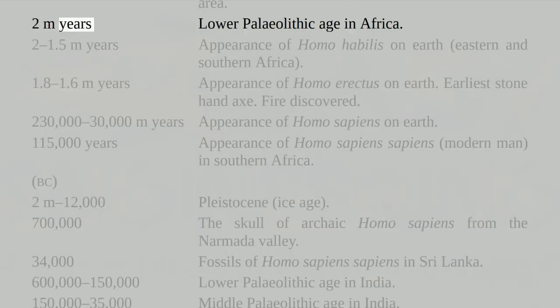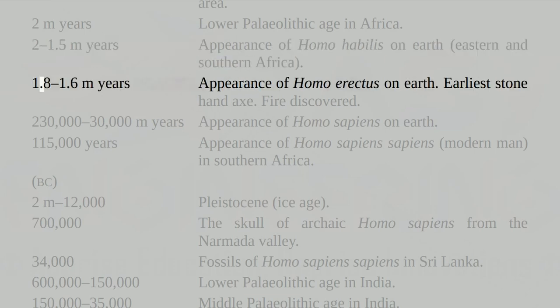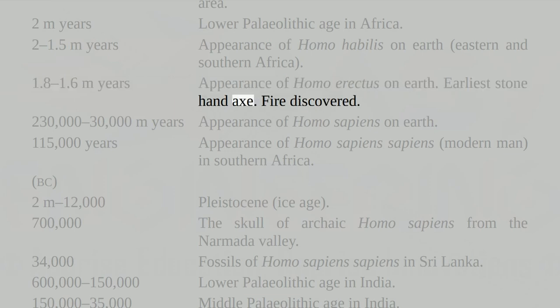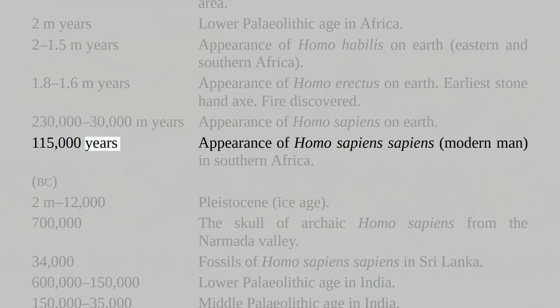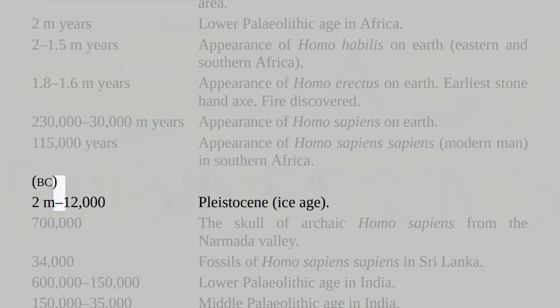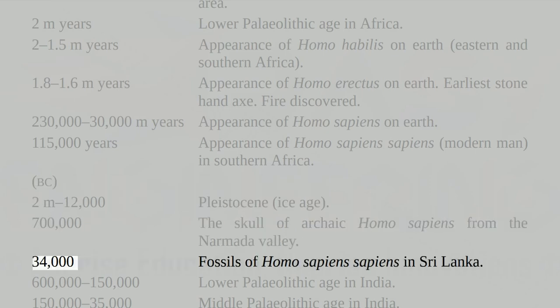2 m years, lower Paleolithic age in Africa. 1.5 m years, appearance of Homo habilis on earth, eastern and southern Africa. 1.8-1.6 m years, appearance of Homo erectus on earth. Earliest stone hand axe. Fire discovered. 230,000 years, appearance of Homo sapiens on earth. 115,000 years, appearance of Homo sapiens sapiens, modern man, in southern Africa. BC, 2M-12,000, Pleistocene, Ice Age. 700,000, the skull of archaic Homo sapiens from the Narmada Valley. 34,000, fossils of Homo sapiens sapiens in Sri Lanka.